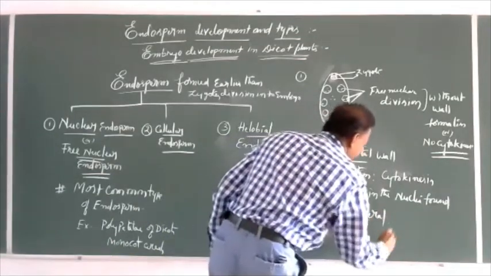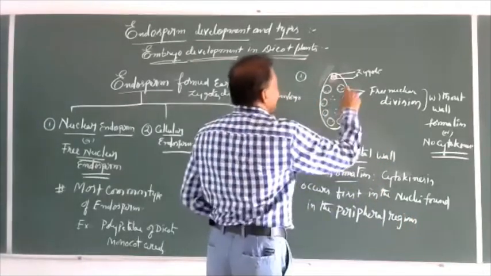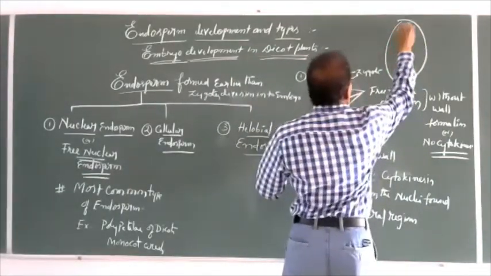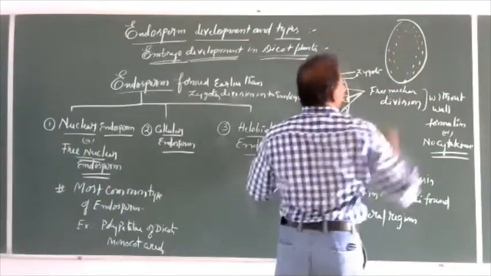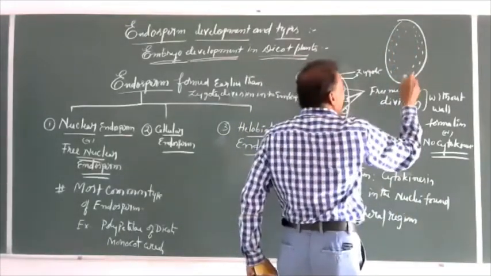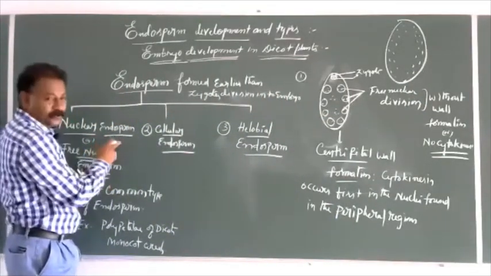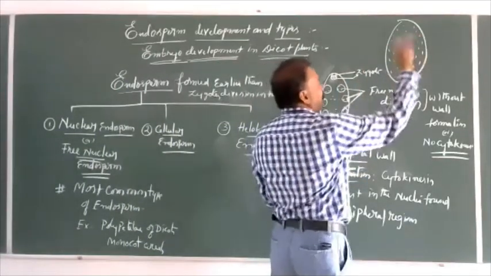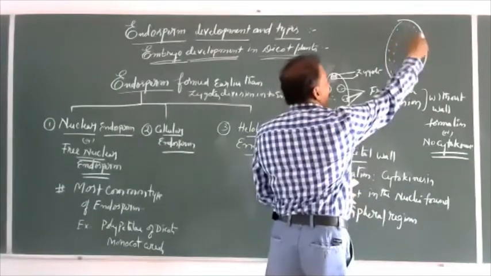Peripheral region means outside. This is total cytoplasm. I am showing this here. In the cytoplasm, so many nuclei are here. And these many nuclei which are found are called free nuclear endosperm tissue. Here there is no wall formation, only nuclei are there. Imagine that each and every one is a triploid nucleus.